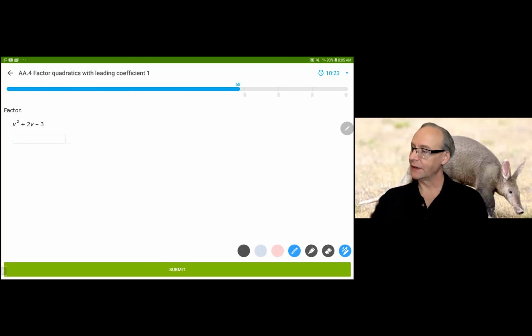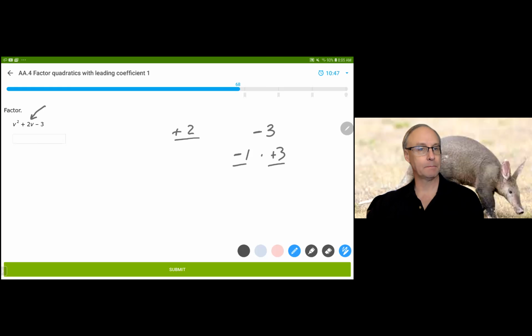Okay, this time we've got a 3. Now this time it's a negative 3, so I know that one of them's positive, one of them's negative. This is a prime number, so there's only one way to get 3. That's 1 times 3. The sign of the larger has to be positive because the positive 2 won. So that means that it's a positive 3 and a negative 1. So that when I add them together, I get my positive 2, which is my sum.